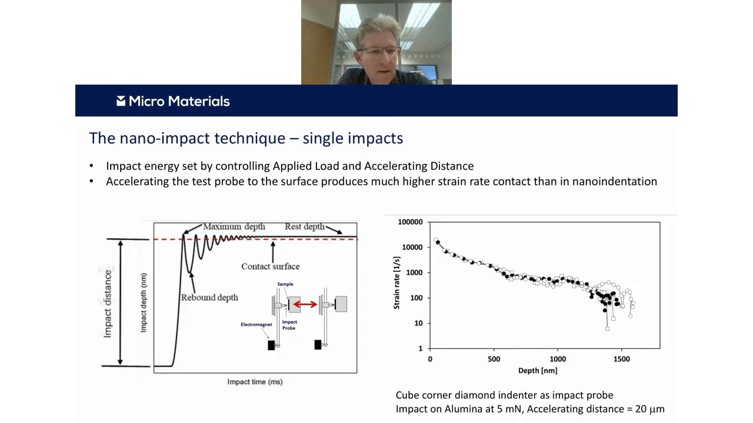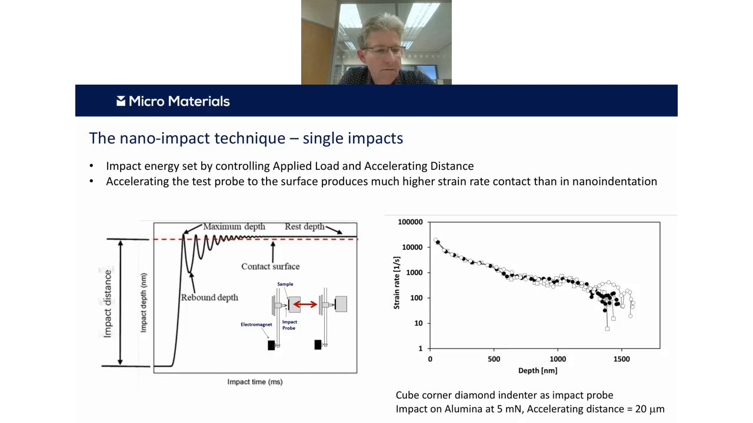So the nano-impact test technique, there are two different ways we can run this test. We can run single or multiple impacts. If I start off talking about a single impact test, we typically pull our test probe away from the surface and then rapidly accelerate it to create this high strain rate impact, as shown schematically on the bottom left there. Then as it hits the surface, the test probe bounces and eventually comes to rest. And this happens in a small number of milliseconds.